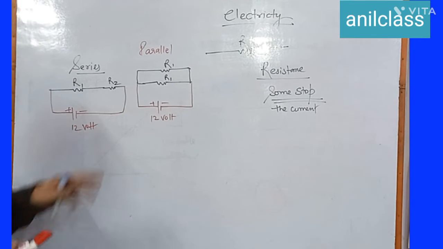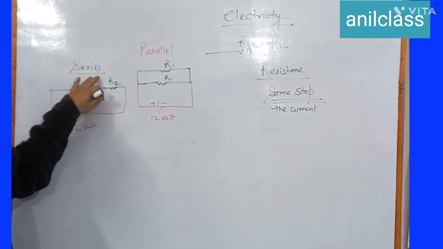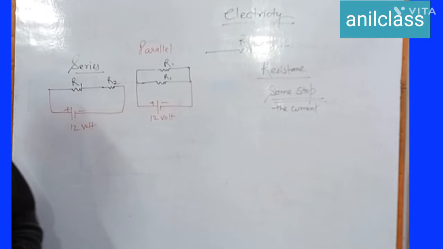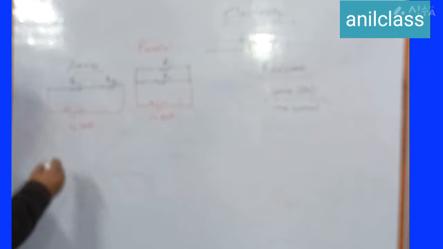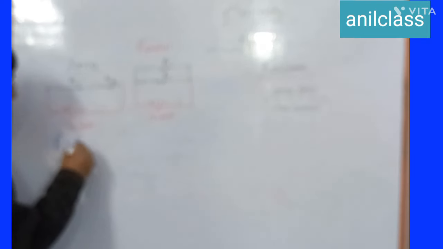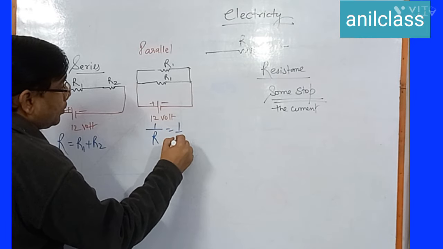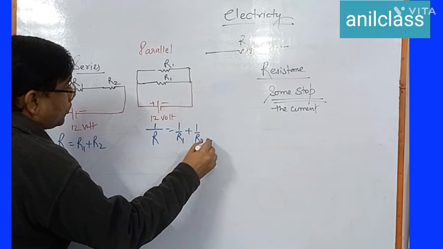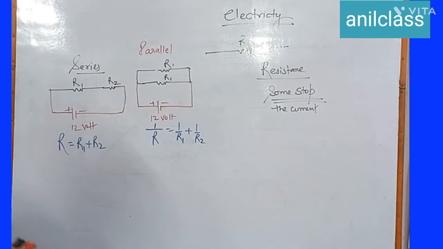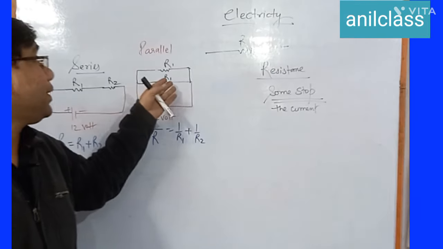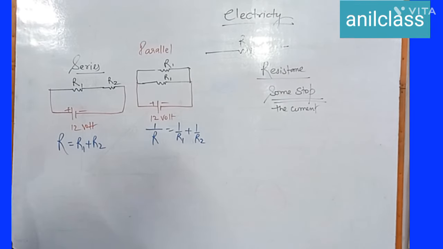So this circuit is series and this circuit is parallel, where resistances are in parallel form and this is series form. Now the general formula you always know, R is equal to R1 plus R2, and now this is 1 upon R equals 1 upon R1 plus 1 upon R2, where this formula comes from.